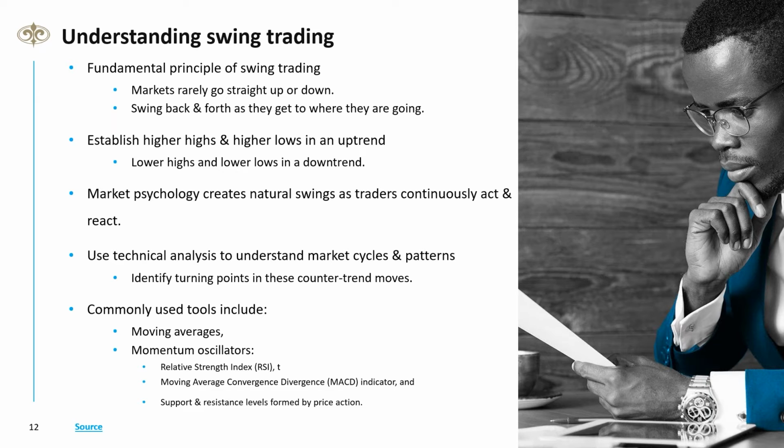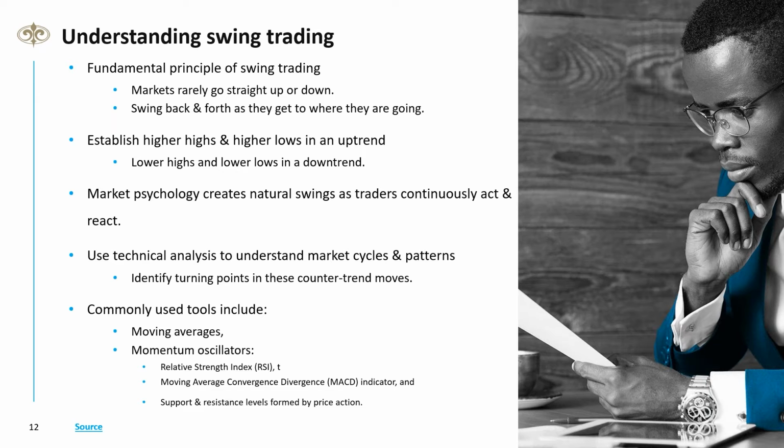We talk about a bull market as higher highs and higher lows. That's an uptrend. And a bear market has lower highs and lower lows. That'll be a downtrend. So just looking at some cycle analysis there. But the main thing about it is market psychology, and that's how people think and feel about the fundamentals of the economy, the market, the sectors, etc. And that obviously creates the natural swings that traders continually act and react with.